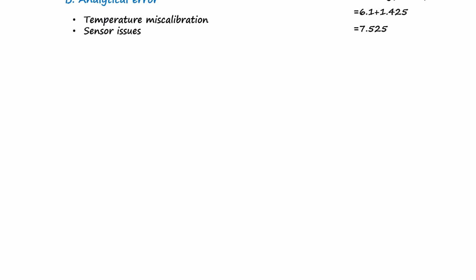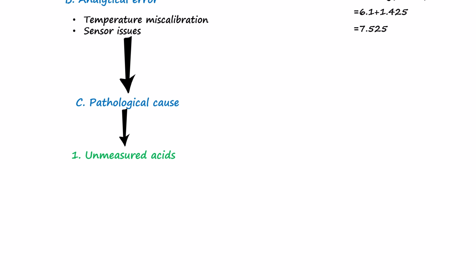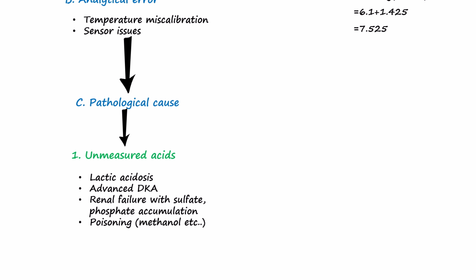Finally, if technical errors are ruled out, the mismatch may be due to true pathological causes such as the presence of unmeasured acids like lactate or ketones, which can disturb the acid-base balance in ways not fully captured by the standard bicarbonate and carbon dioxide measurements. These include severe lactic acidosis, advanced diabetic ketoacidosis with high ketone levels, renal failure with accumulation of sulfates and phosphates, and poisoning with toxins such as methanol, ethylene glycol, or salicylates.